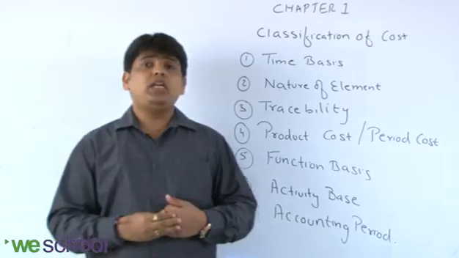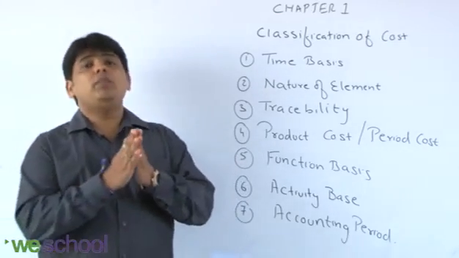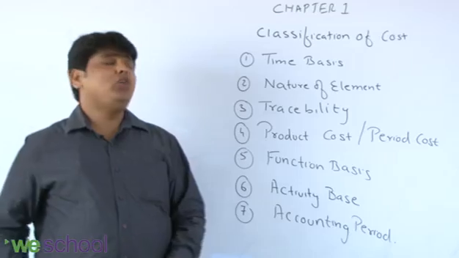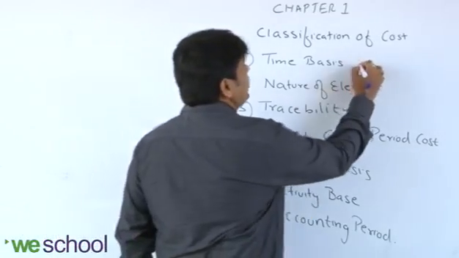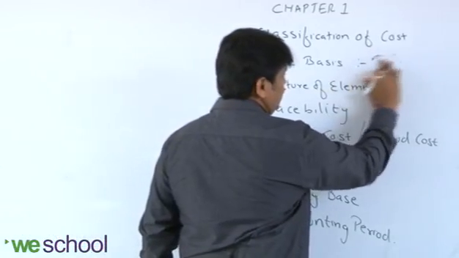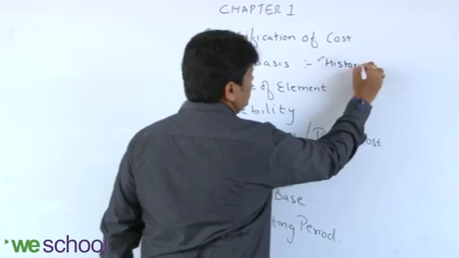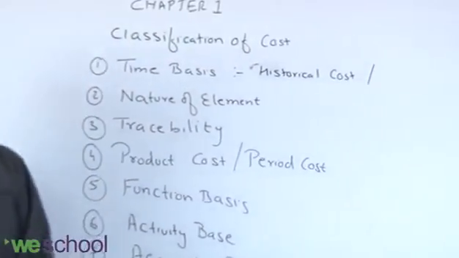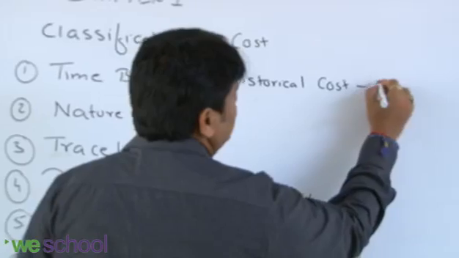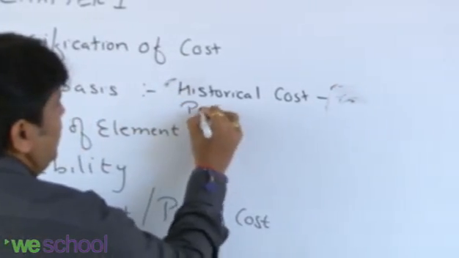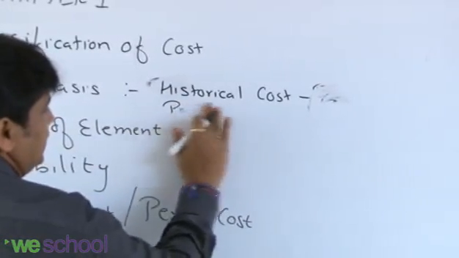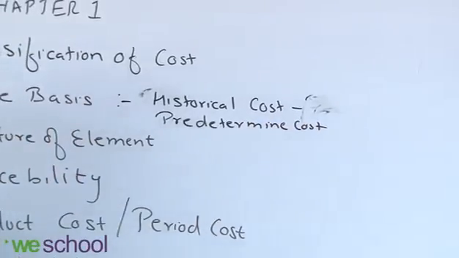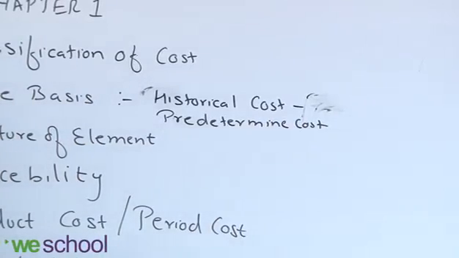Now for calculating the cost, it is very much necessary to classify the cost or to make bifurcation of cost. So they started with time basis. Now according to this time basis, on the basis of time, we classify the cost into 2 categories: one is historical cost and second one is predetermined cost. Now on the basis of time, how we used to calculate cost?